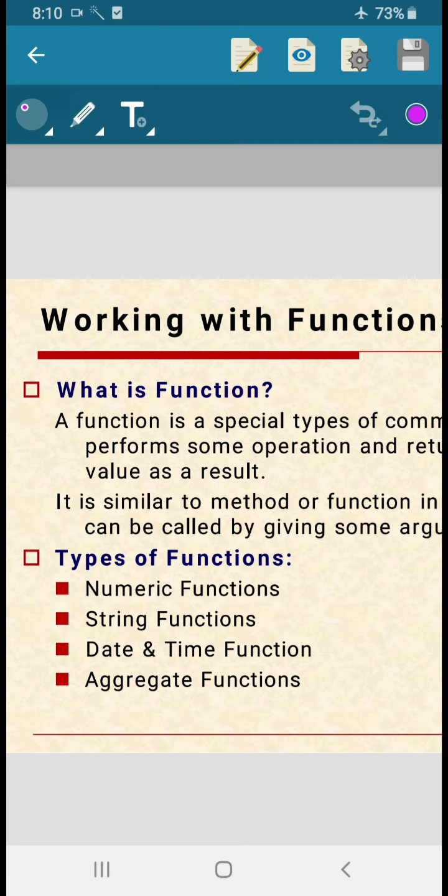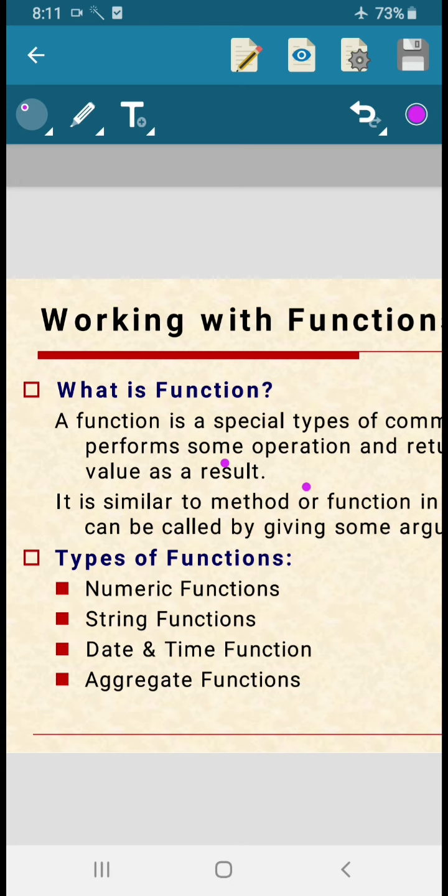DDL commands are create, alter, rename, describe, drop, truncate. DML commands are insert, select, delete, update.